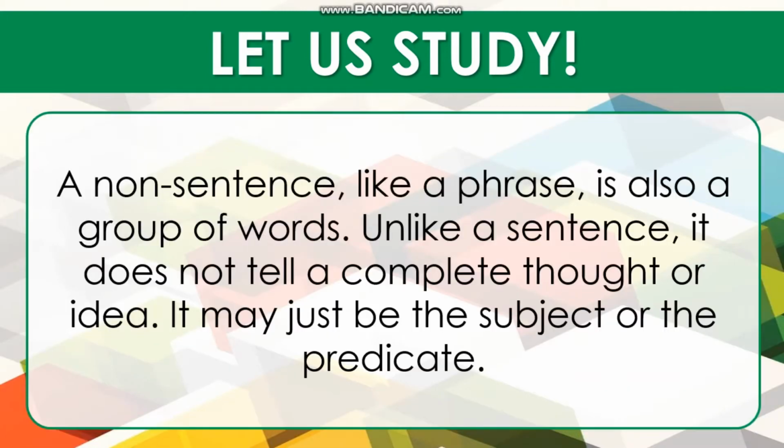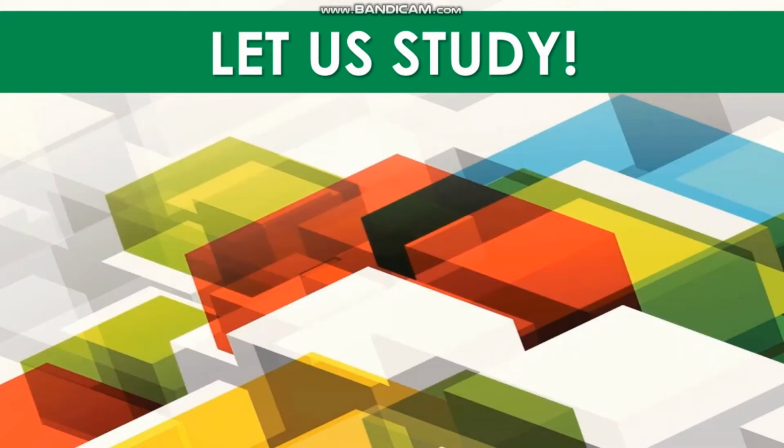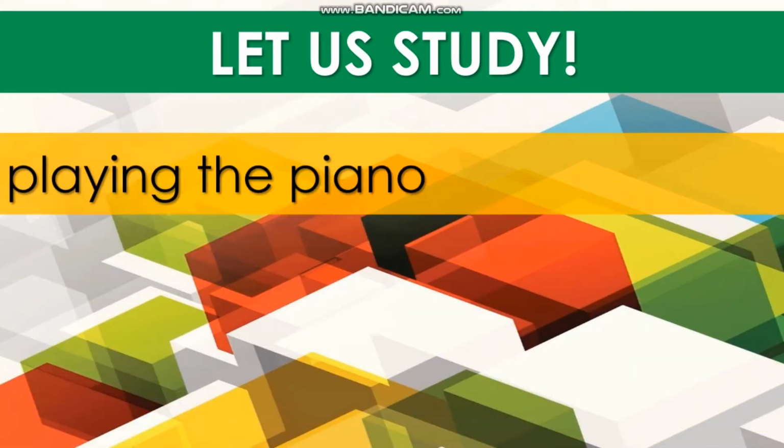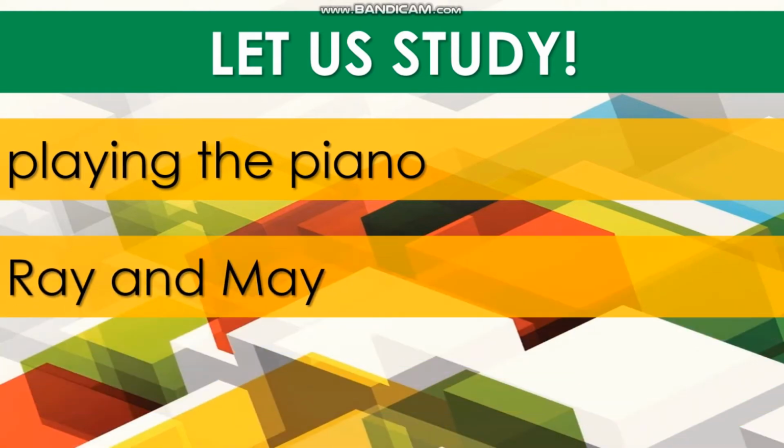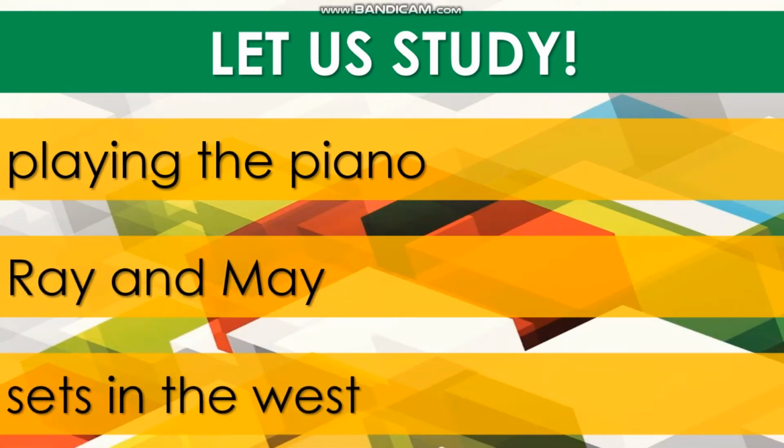On the other hand, a non-sentence, like a phrase, is also a group of words. Unlike a sentence, it does not tell a complete thought or idea. It may just be a subject or the predicate. Let us take a look at the different examples. Playing the piano. Ray and May. Sets in the west.